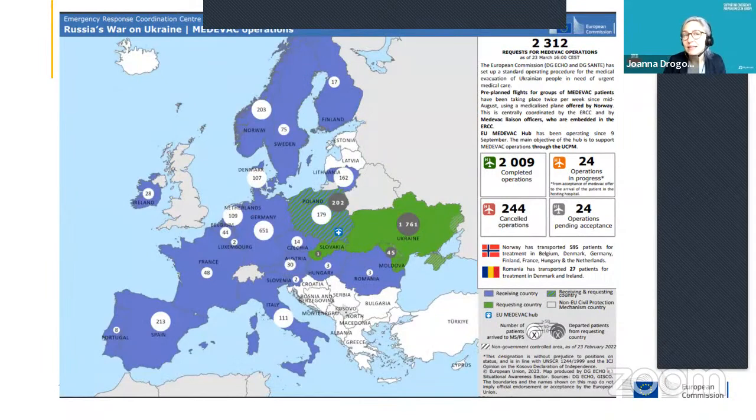Here, it's medical evacuation operations from Ukraine. This is a map from the end of March, where we were already at 2,312 operations. The countries in green are the ones from which the operations took place, and in blue, to which countries the Ukrainian patients were sent for treatment.